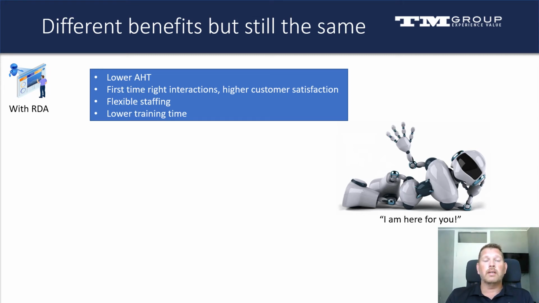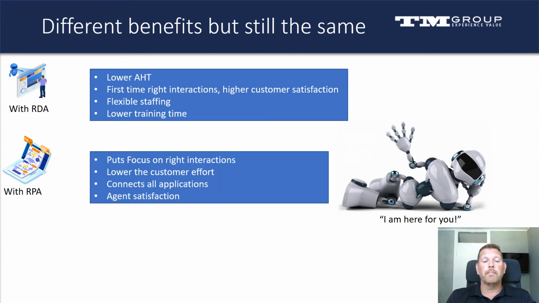We also see that we get a lower training time because we can assist the agents in the work, in the process. We can guide them. We can show that, hey, you have forgotten this field. This needs to be filled in. We can highlight a lot of things that they need to say to the customers in different areas in the process. So there's a lot of things that you can actually do with the RDA. With the RPA, we can shift the focus from doing all this manual work into actually taking care of the right interactions with the customers as an agent, the most valuable ones that we need to have, as I was talking about, the fingertip feeling.